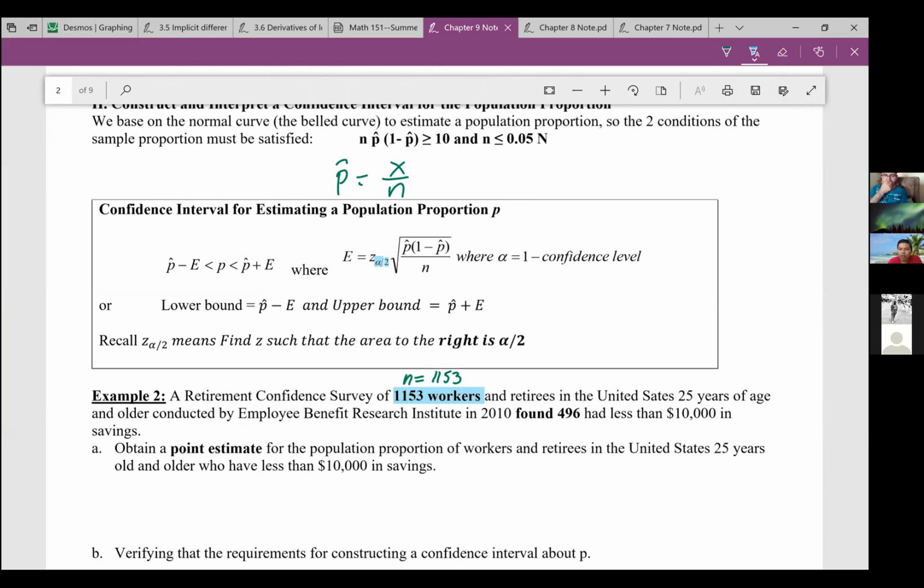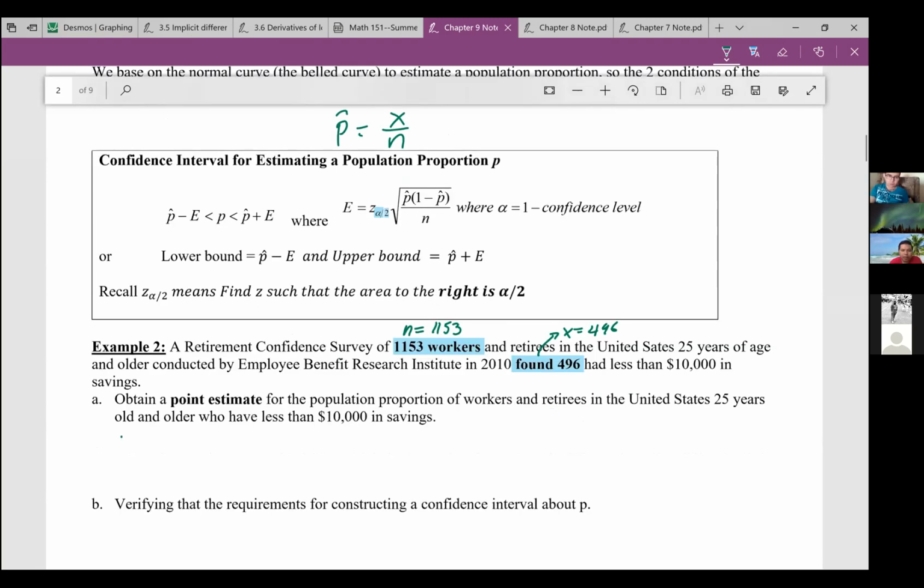496. It's not a percentage, so that has to be my x. They had less than $10,000 in savings. Part A, obtain a point estimate for the population proportion. So p hat equals x over n, which is 496 divided by 1153.